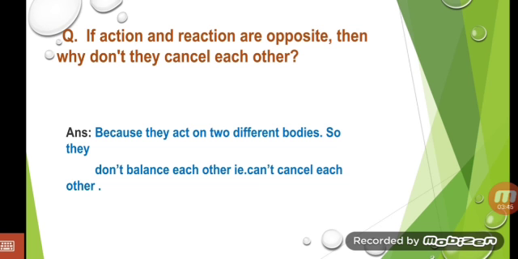Now the question is, if action and reaction are opposite, then why don't they cancel each other? Because action and reaction are two forces with the same magnitude, that is, one is 2 Newton, the other is also 2 Newton. They are opposite in direction, that is, if one is acting upwards, the other is acting downwards. Since they are opposite and equal, it seems they should cancel each other. But it doesn't happen. Why do they not cancel each other? Because they act on different bodies.